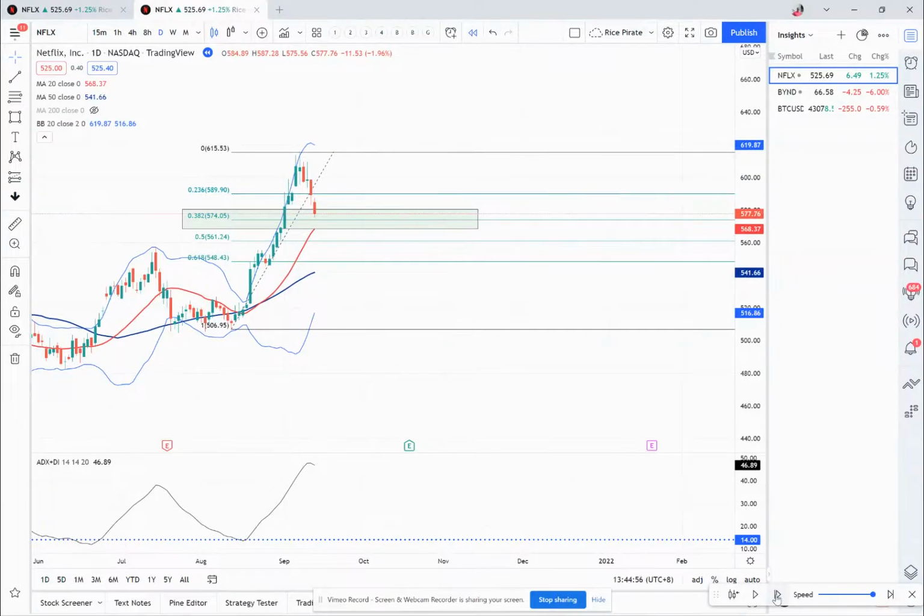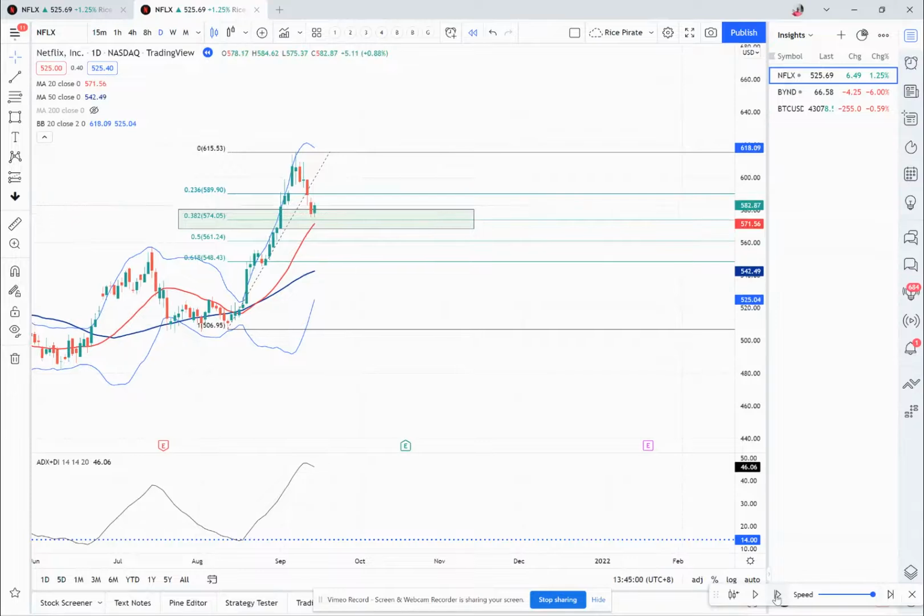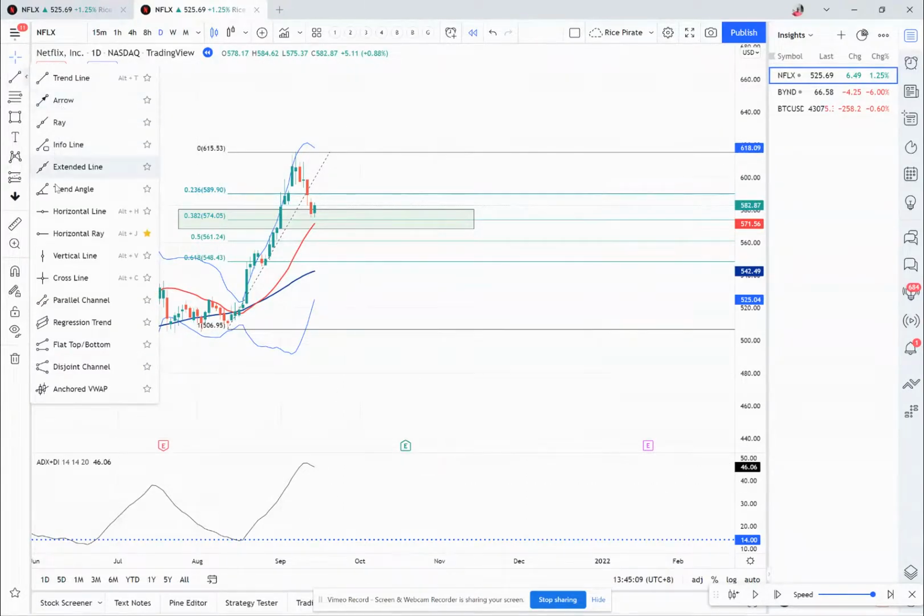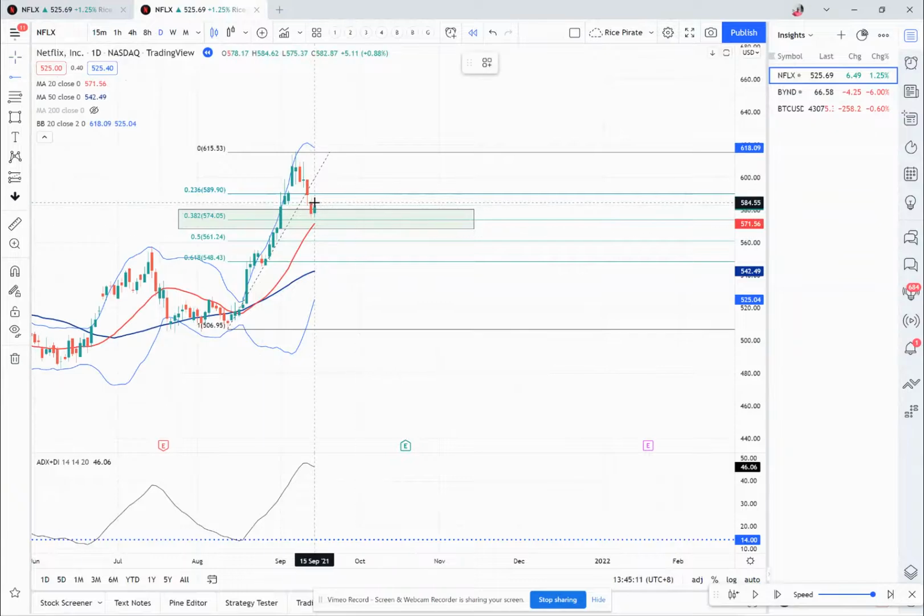Okay, so it comes down a little bit further. It comes down into the box. It doesn't hit the 38.2. It goes back up a little bit. Someone who's not patient would say, oh, there's my confirming candle. I'm going to take a trade if we get above this level.